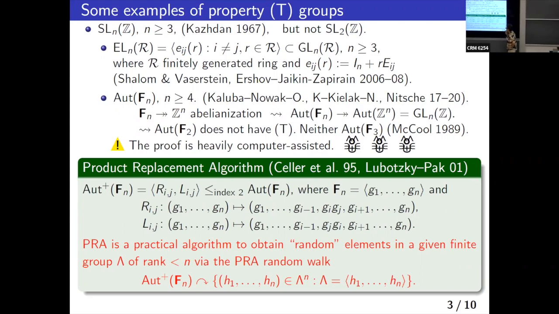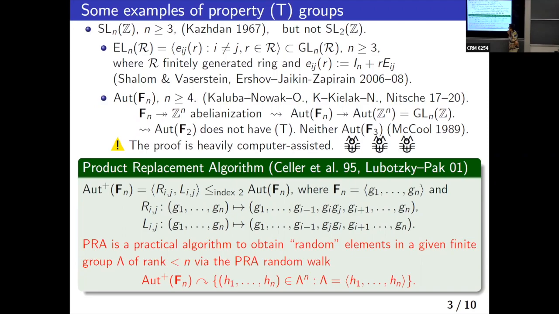The product replacement algorithm works as follows: you take the given generating set of the finite group, you apply these Rj, Lj moves randomly, and pick random elements from here after n steps. Practically, there are several random sampling algorithms, but the PRA is known to have very good performance. Practically, it's always very good.